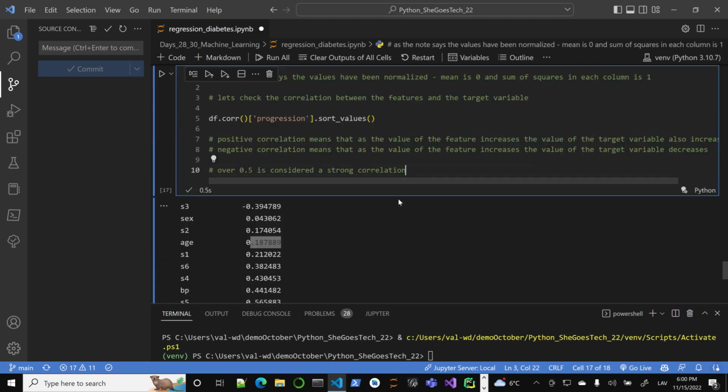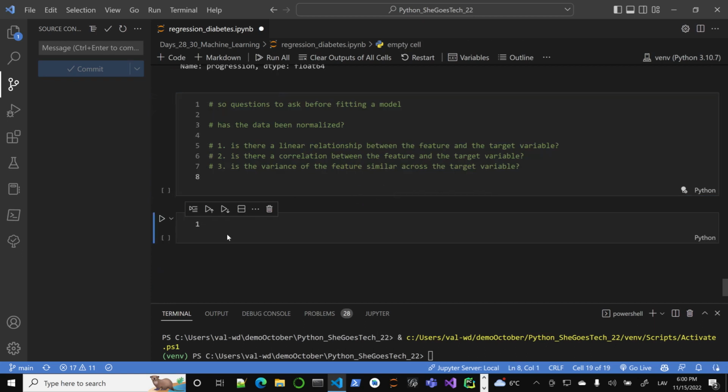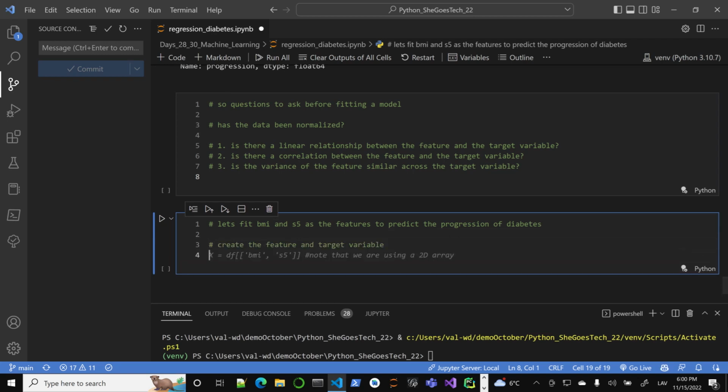So let's do a fitting, knowing this knowledge. We can do all of them, but that's too much. Let's fit BMI and S5 to the target, right?